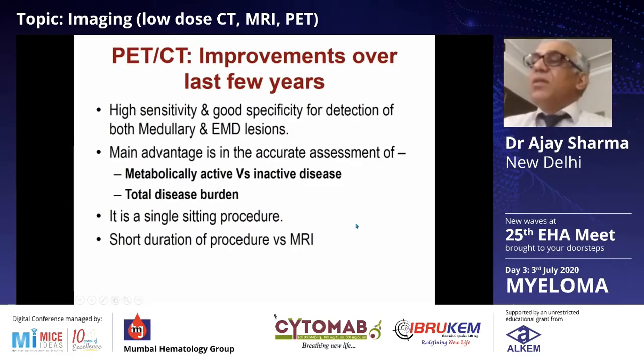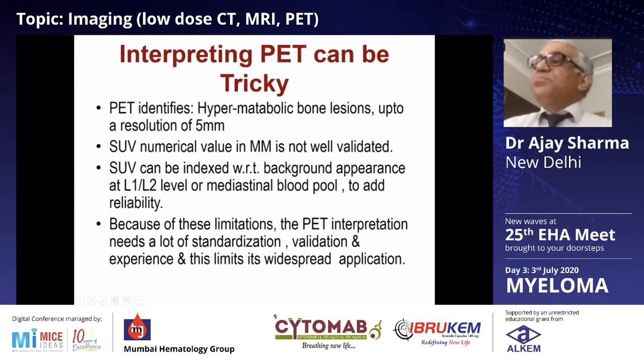Yes, thank you. The main advantage is in the accurate assessment of the metabolically active versus inactive disease, and it can measure the total disease burden, and it's a very simple, single sitting procedure, and the duration is much shorter as compared to the MRI. It identifies hypermetabolic bone lesions up to a resolution of 5 mm. The SUV values for myeloma have not been very well validated.